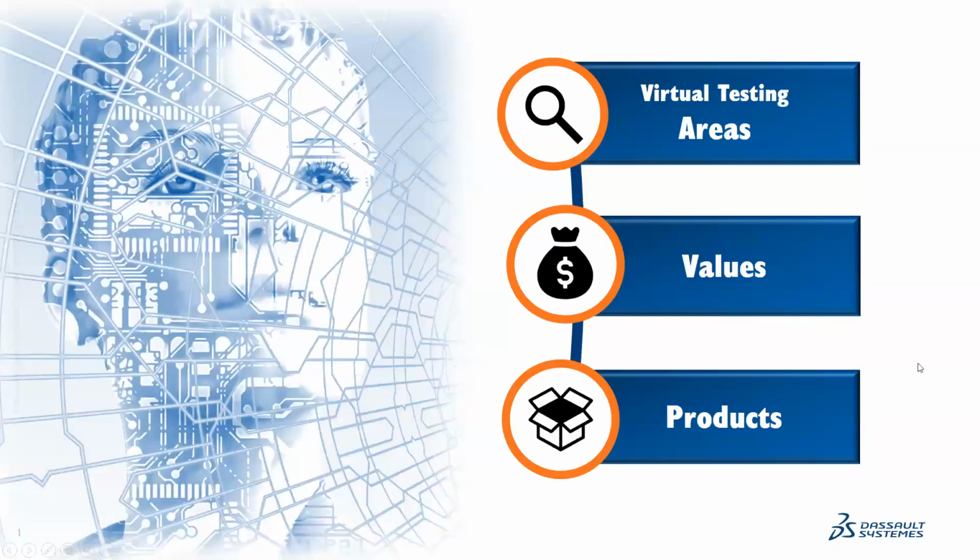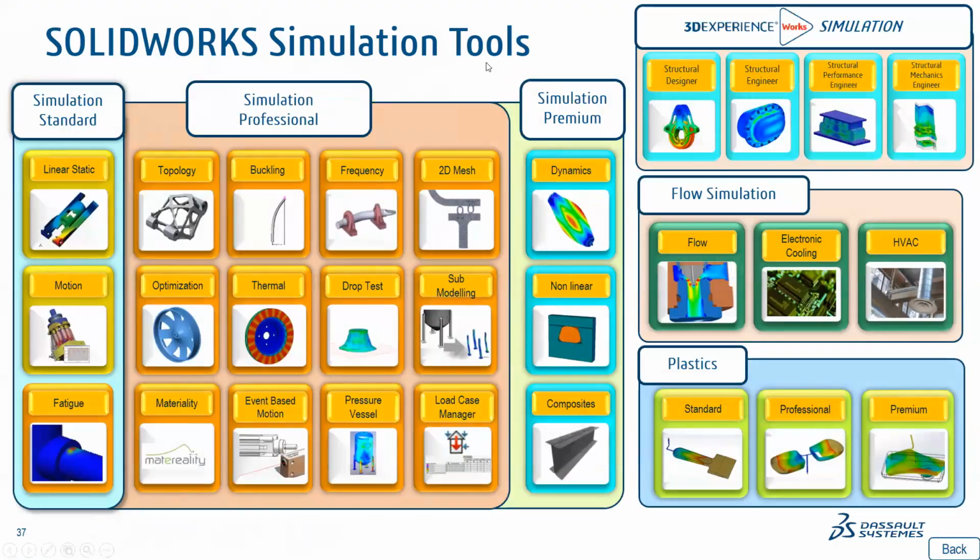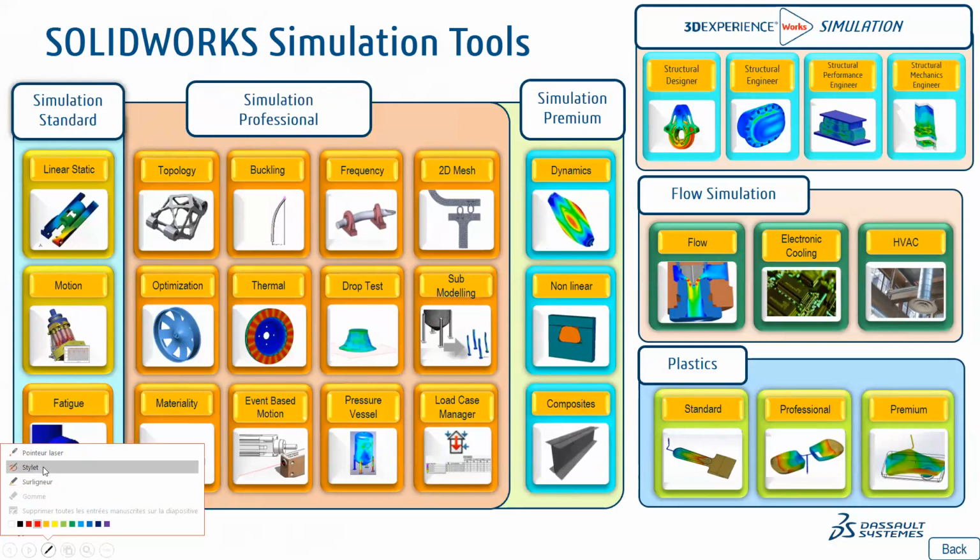So we have seen a lot of areas where we can use the simulation. So now let's talk a little bit about the products. So in SolidWorks, we have many simulation products. First of all, we have the products which are in the SolidWorks interface. So we have SolidWorks Simulation, which are the products on the left.